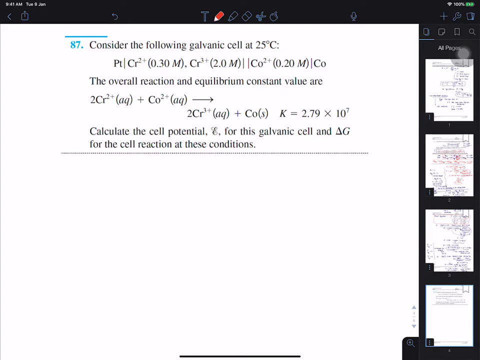Okay, so we are on the third part. We are still exploring the Nernst equation and we are focusing more on non-standard conditions. Okay, so let's look at this problem here.